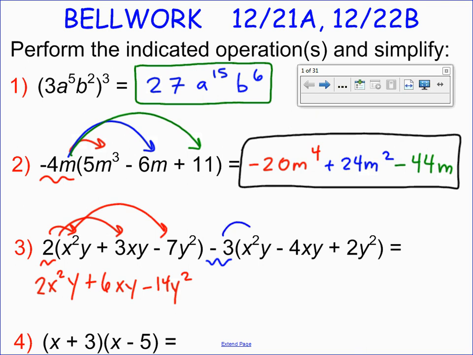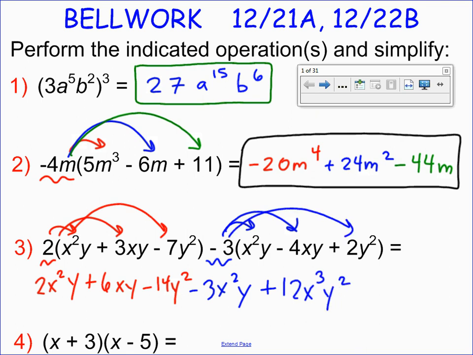It'll always be negative 3 times. So negative 3x squared y plus. Negative times a negative is a plus, so everybody make sure you see where that plus comes from. Plus 12x cubed y squared, and then minus, looks like, 6y squared. All right, be ready because I'm going to be calling on you.